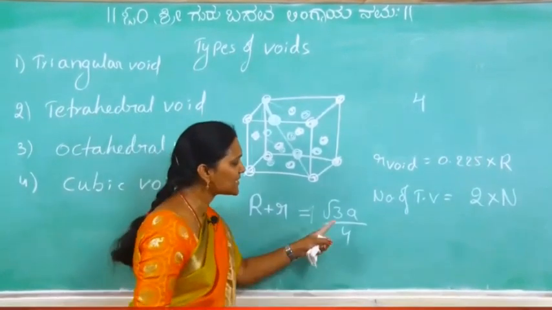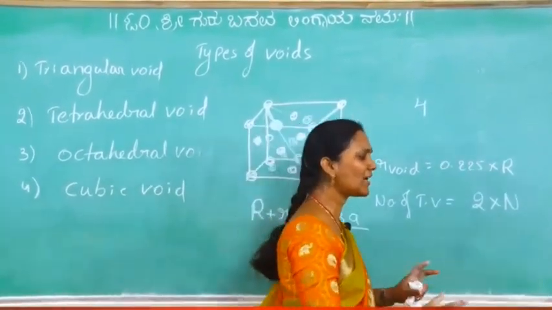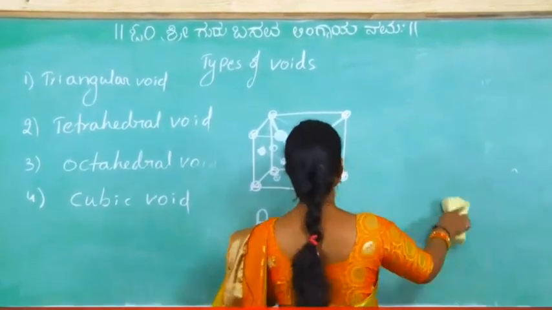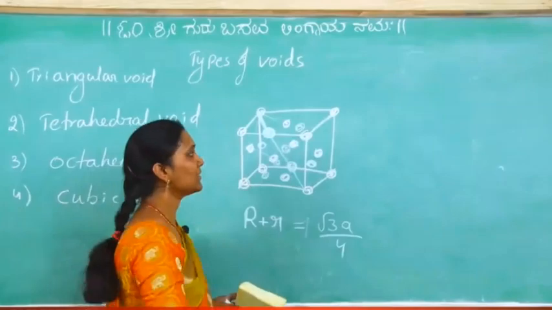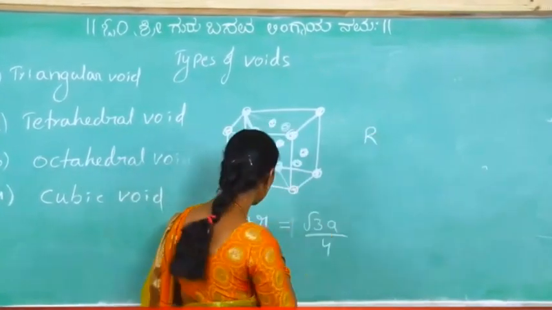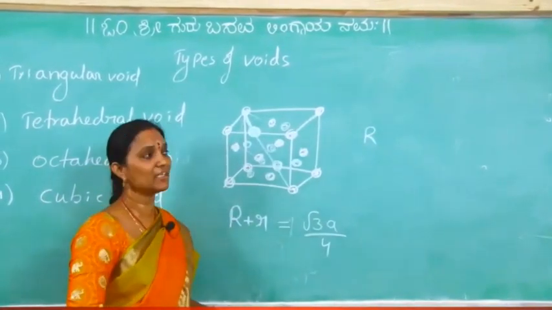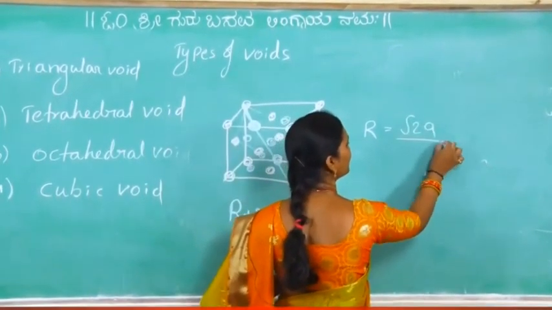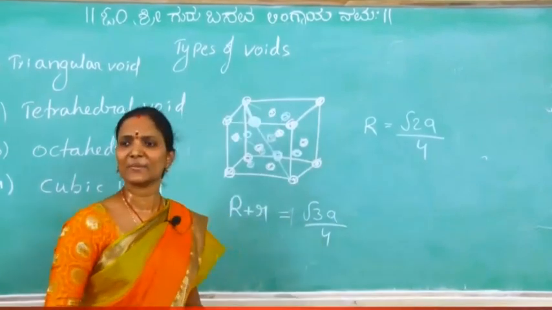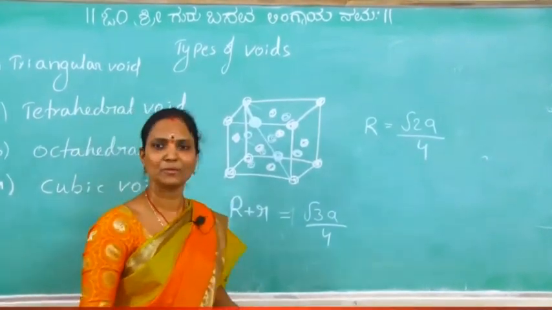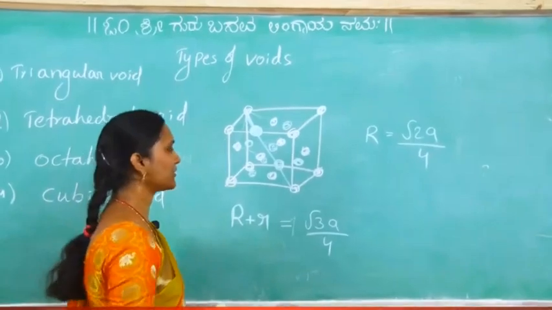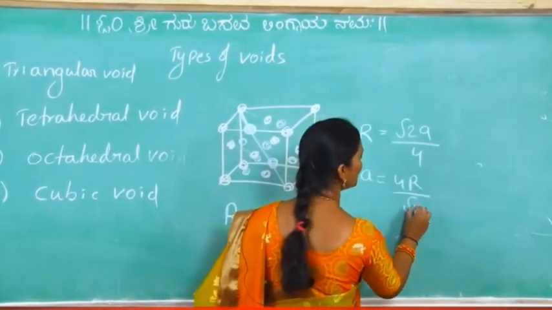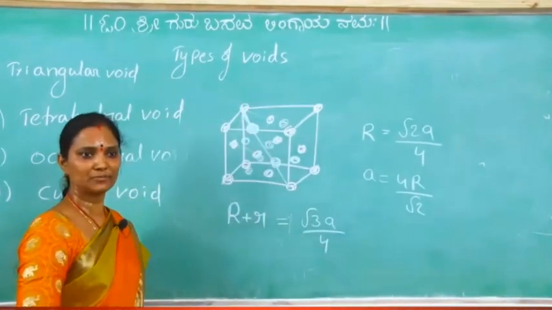Now, in FCC, what is the relation between a and radius? Because in FCC only we are finding this. I am taking capital R for the sphere. Radius of sphere in FCC is root 2a by 4, or a by 2 root 2. Both are similar. So root 2a by 4, and now a is equal to 4R by root 2.